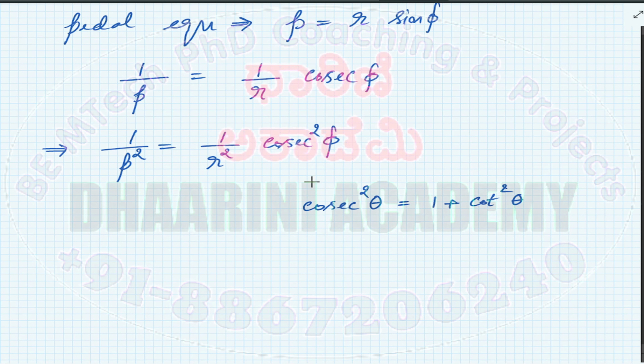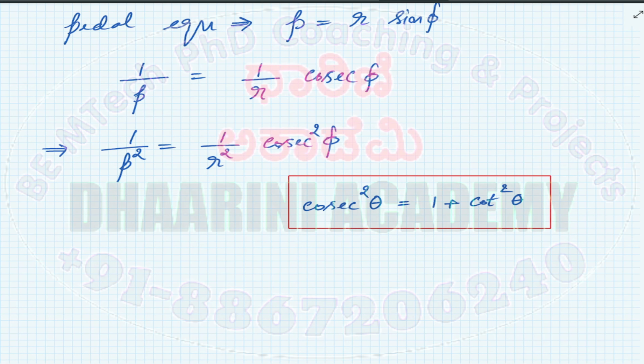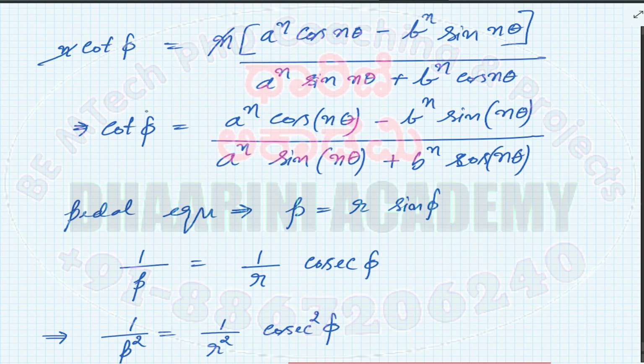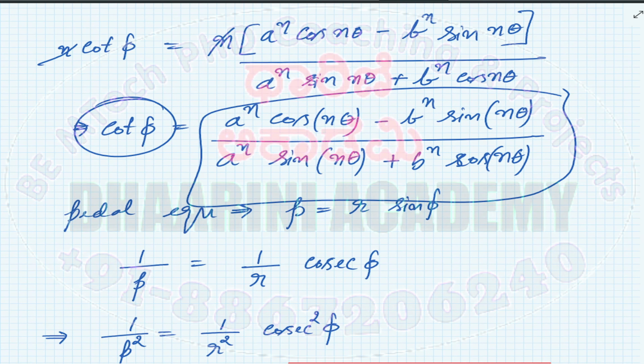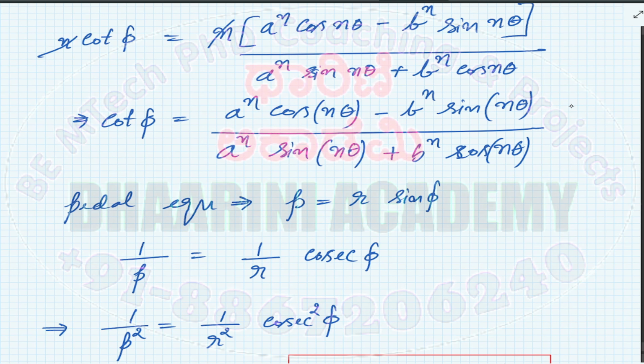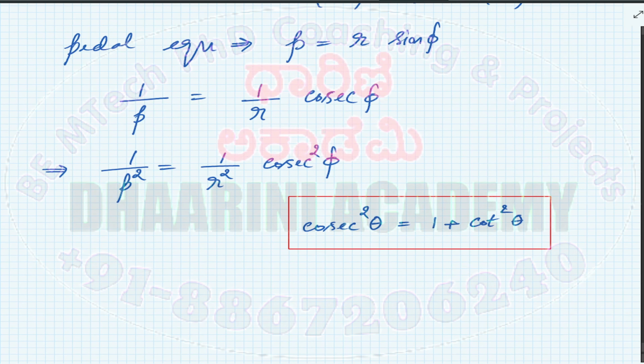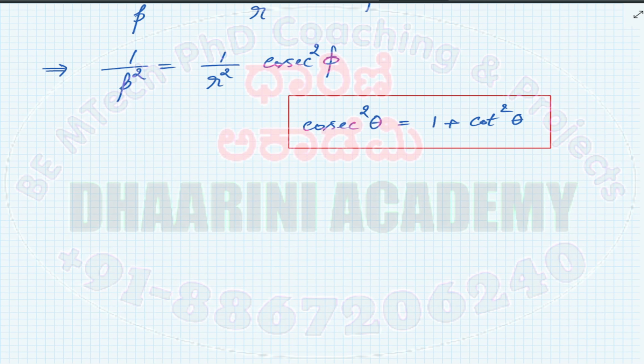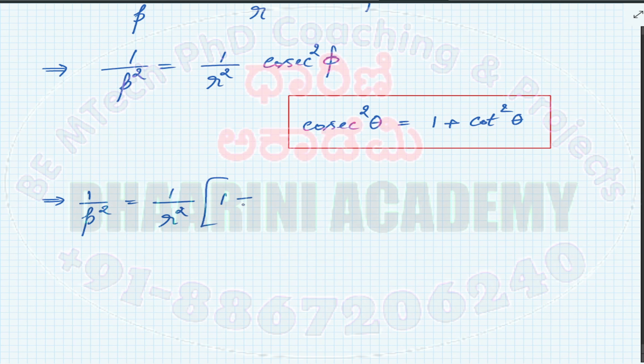When I have this particular function, I'll go back because I know what cot phi is. Cot square is simply squaring of the right hand side, correct? So that gives me cot square. So now let's use that idea to write this. Therefore 1 by p square is equal to 1 by r square into, now this is 1 plus cot square phi.